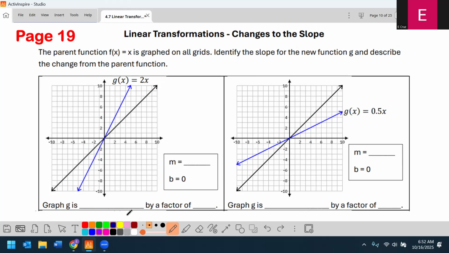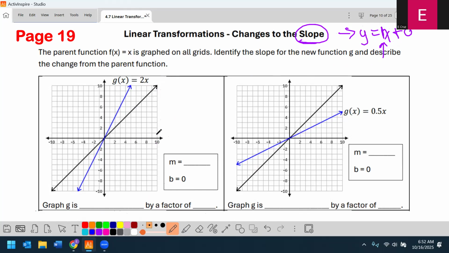So on page 19, we're changing the slope. So my parent function, y equals x, the slope is 1, the y-intercept 0. Now we're keeping the y-intercept at 0, and we're changing the 1 with the x to different numbers to see what happens if we change the slope. Again, the parent function in your paper is the bolded line. On my screen is the black line.